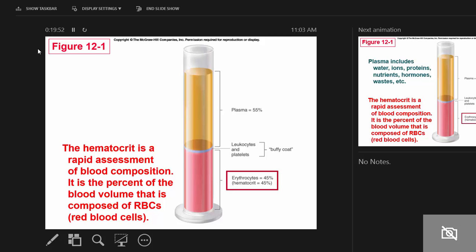On average, it's 45%. For females, the normal range of hematocrit is from 35 to 45%. And for males, the normal range of hematocrit is from 45 to 55%. So the viscosity, that weird N in that equation, for men have thicker blood than females.